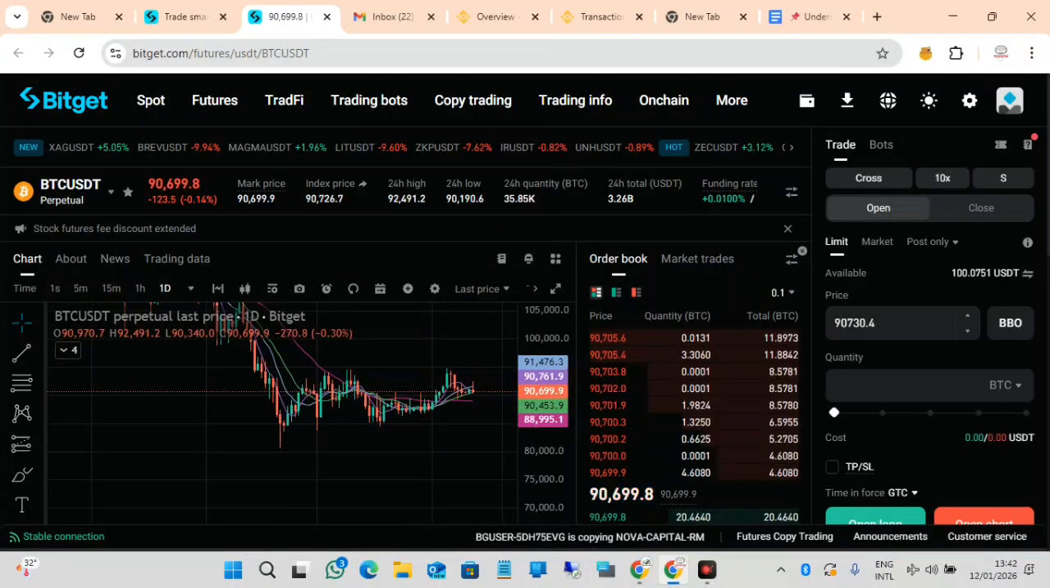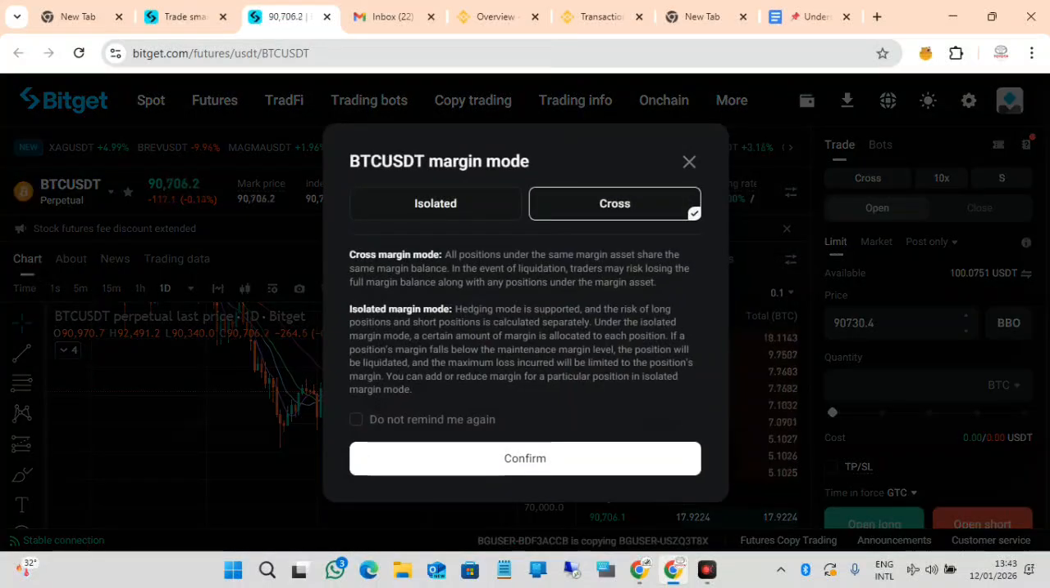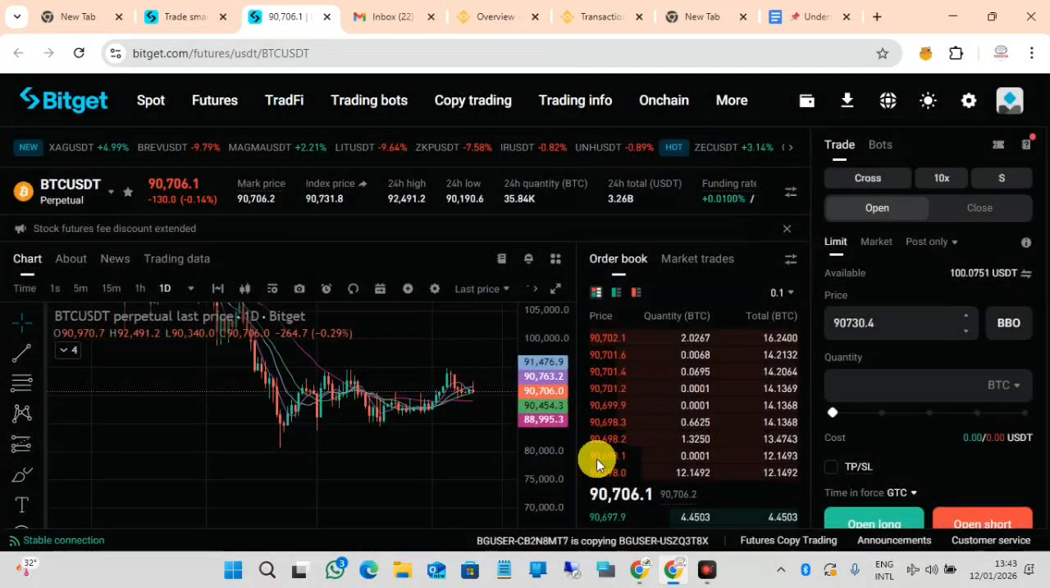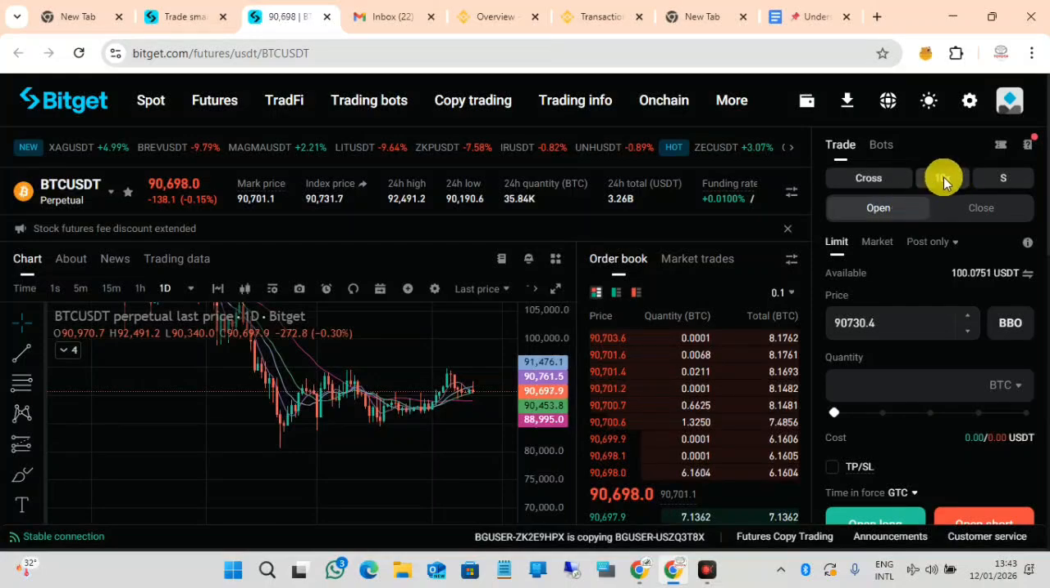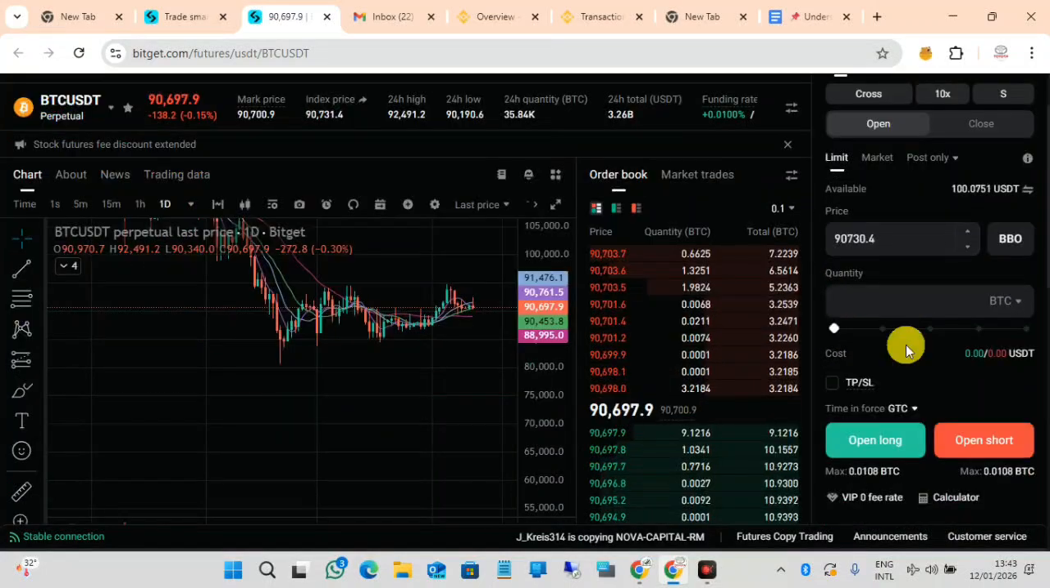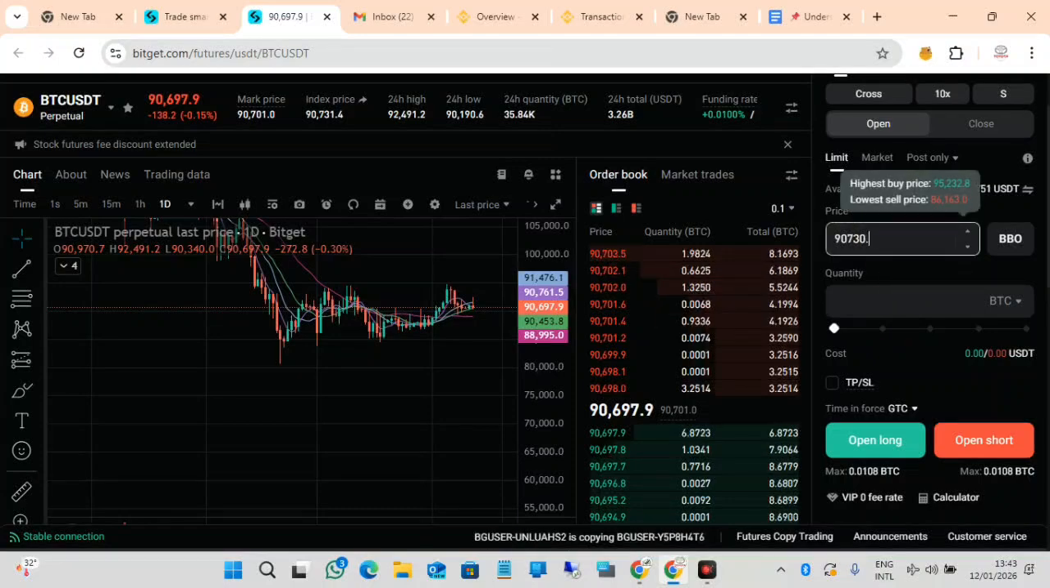I can use either isolated margin or, let's say, cross margin. I've already explained what cross margin is for you. I'll just open one position right now, so I'll use this cross margin. I will now use 10x leverage. I want to enter at 89,800. That is the area I want to enter.